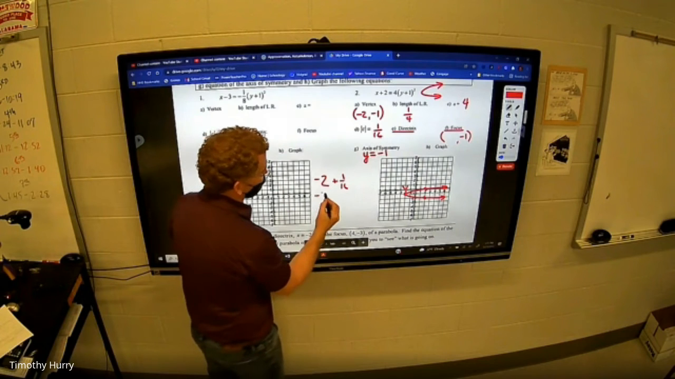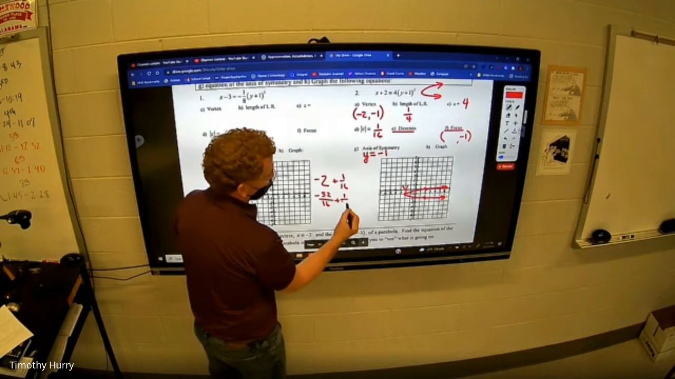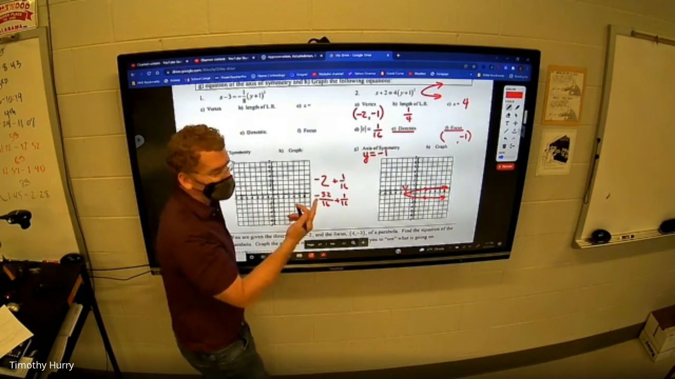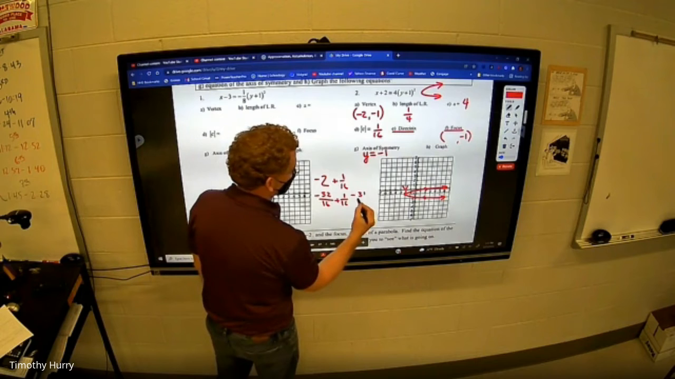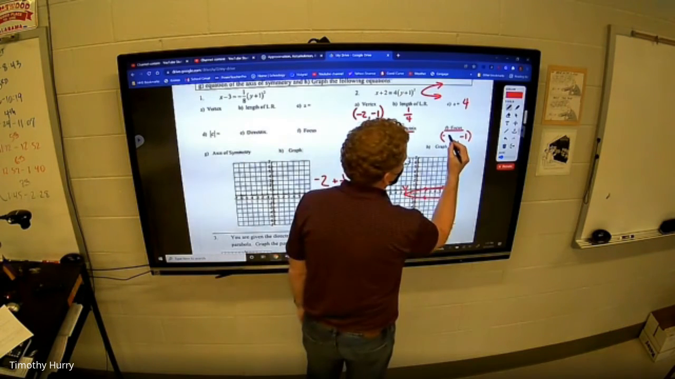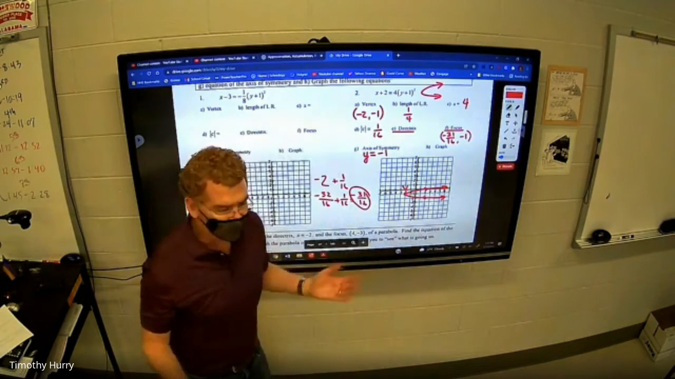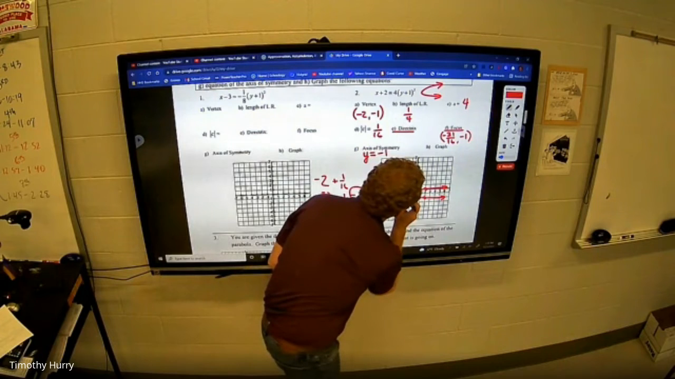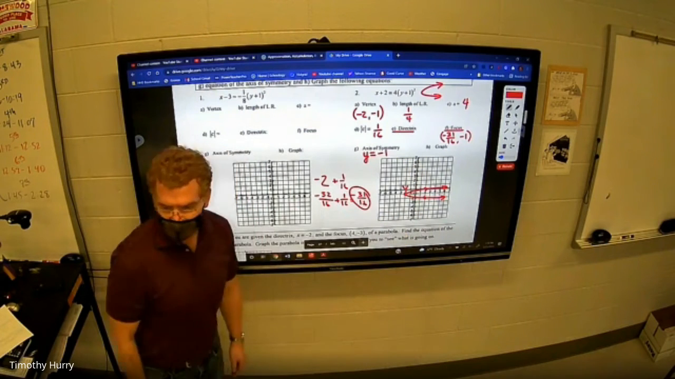So what is -2 plus 1/16? Well, you could find a common denominator, or you could write it as an improper fraction. I like improper fractions. -31/16. So I'm going to say, all right, the focus is at -31/16, if anybody wants to know. But very clearly, trying to mark that to the right is really tough to see.